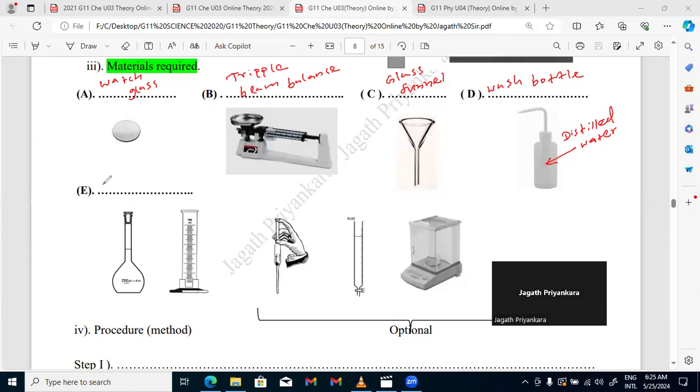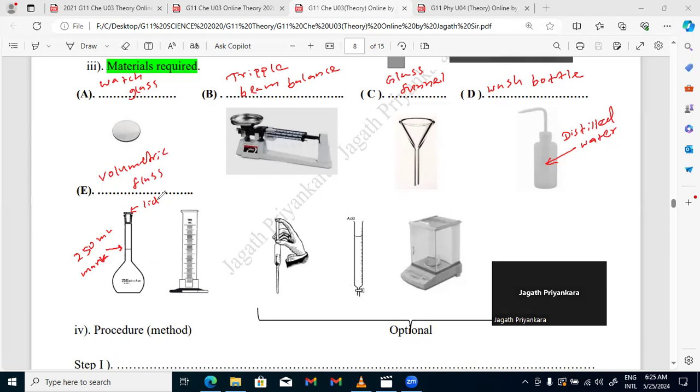Next one is the volumetric flask. That is the most important one. Can you see there's a ring here? That's the 250 mark. This is a 250 ml flask. That means when you fill the solution up to this mark, it occupies 250 ml. There's a lid also for this flask. Don't mix this up with the flat bottom flask, round bottom flask, and titration flask.